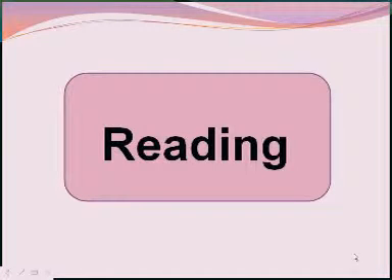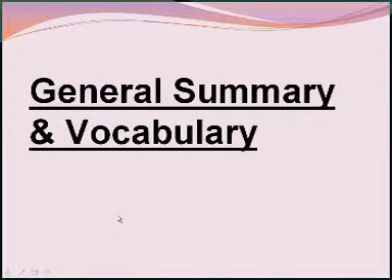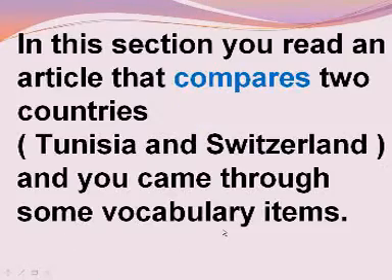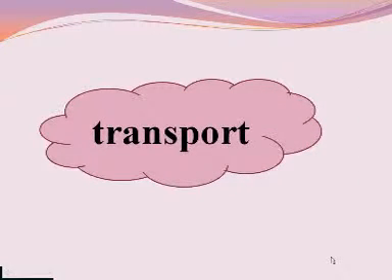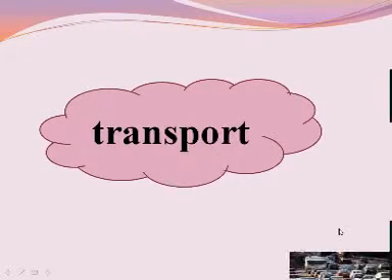And now we'll start with reading. General summary and vocabulary. In this section you read an article that compares two countries. The two countries are Tunisia and Switzerland. And you came across some vocabulary items. Right now I'm going to give you a very quick idea on those words, and later we will give you more exercises. The first word is transport.